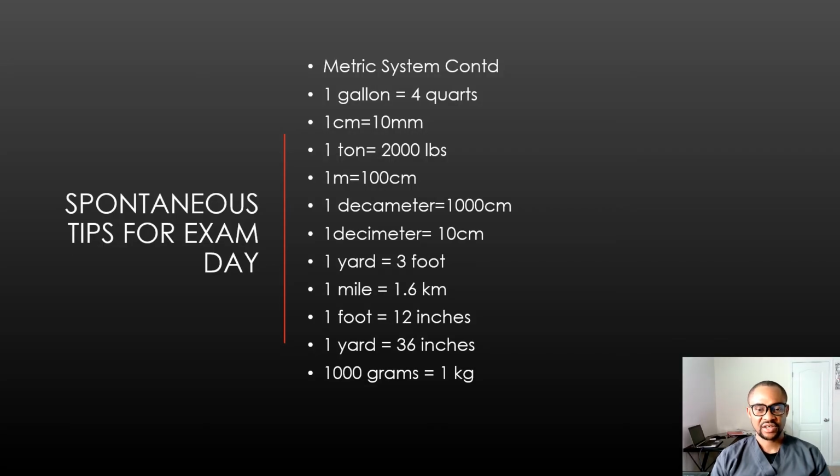So, metric system continued. Have in mind that 1 gallon is equal to 4 quarts, 1 cm is equal to 10 mm, 1 ton is equal to 2,000 pounds, 1 m is equal to 100 cm, 1 decameter is equal to 1,000 centimeters.